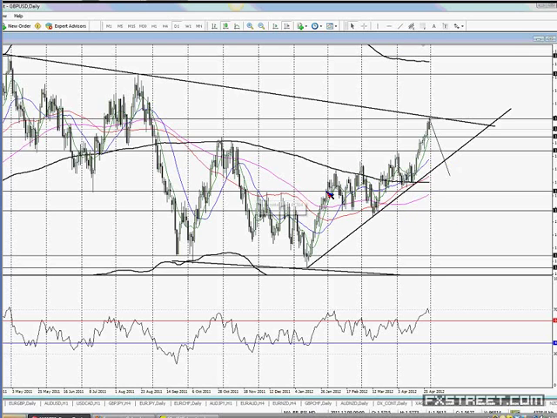Okay, well, first we should look at 157.80 and then 156.50. Okay, if 156.50 breaks, we open up these lows down here, just above 153 and then 152.40. All right, so this is an important trend line to monitor.